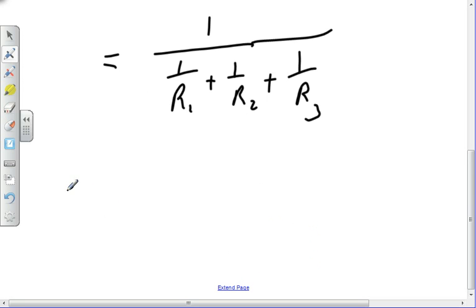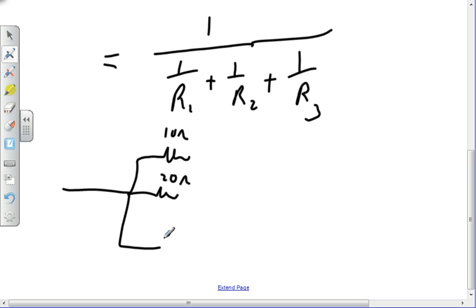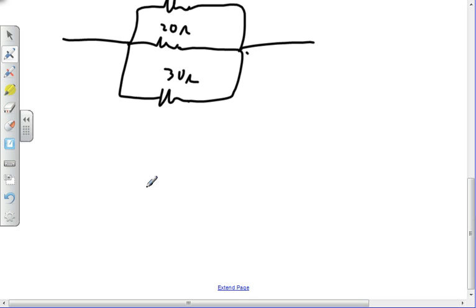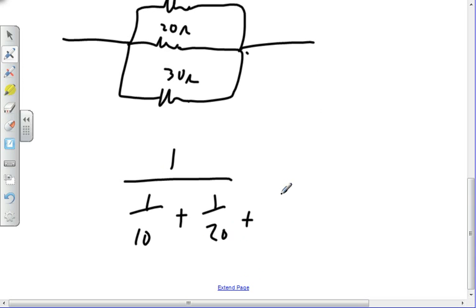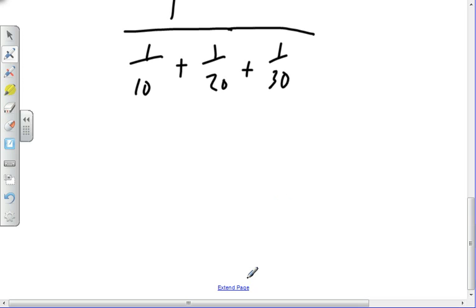So if I have resistors, I have 10 ohms, and I have 20 ohms, and I have 30 ohms. If I had that, I want to know the total resistance. I could say, well, that's 1 over 10 plus 1 over 20. Who's writing up here anyway? Somebody messed that up. 1 over 20 plus 1 over 30. And then we could go and find a common denominator, invert and multiply and do all that thing.